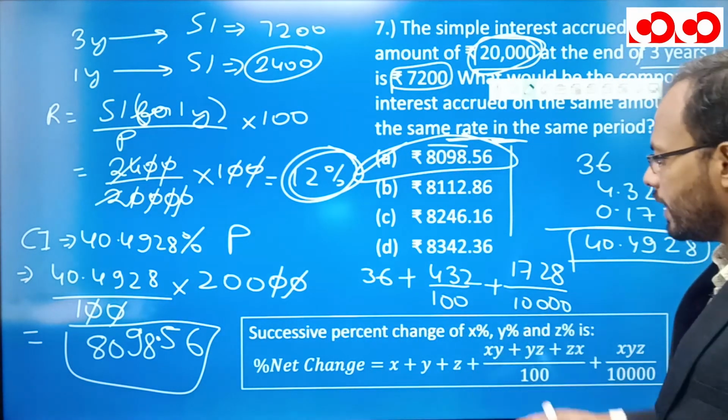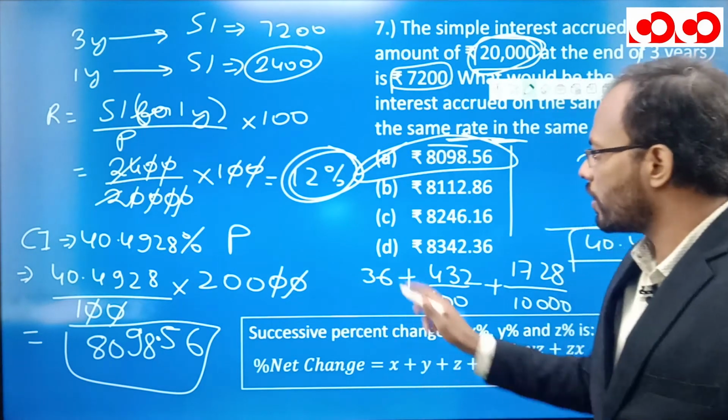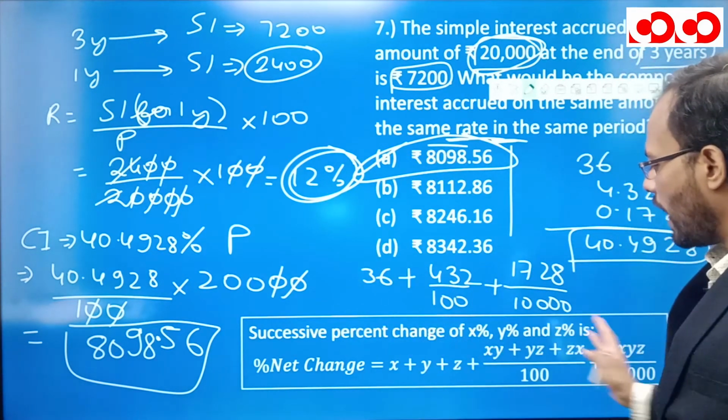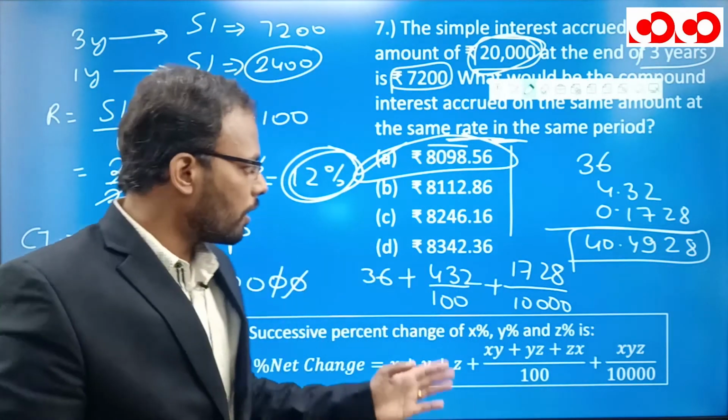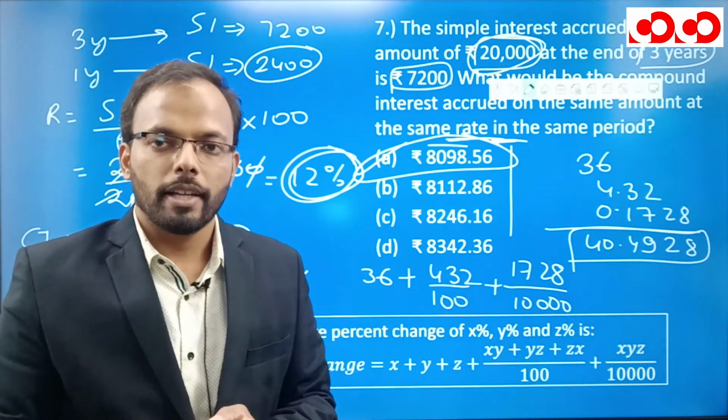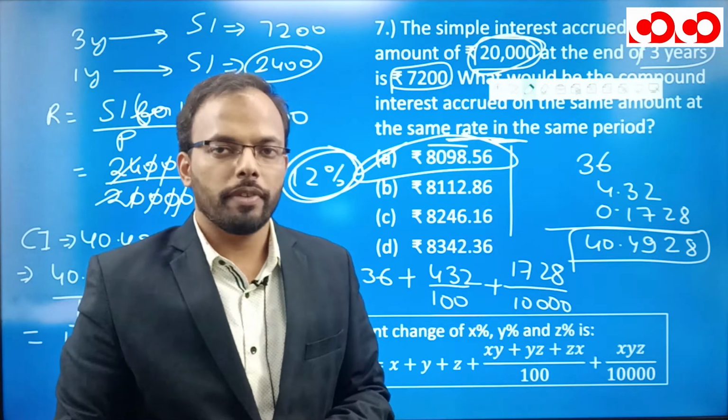It is very simple using the successive percentage formula, which is for 3 years, and we know that the rate of interest was 12%. So just put x equal to y equal to z equal to 12%, and we will get the compound interest from there. Simple and easy method to solve this compound interest problem.